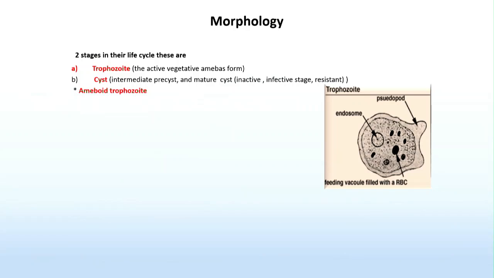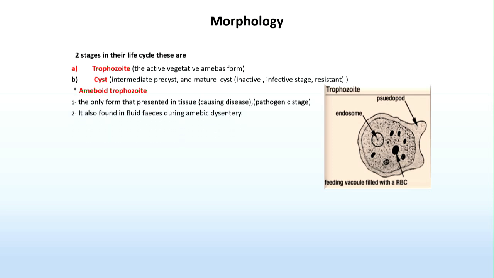We will start with the first stage, the amoeboid trophozoite. The trophozoite is the only form present in the tissue causing disease, which means it's the pathogenic stage. It's also found in fluid feces during amoebic dysentery. Its size is from 15 to 30 micrometers.